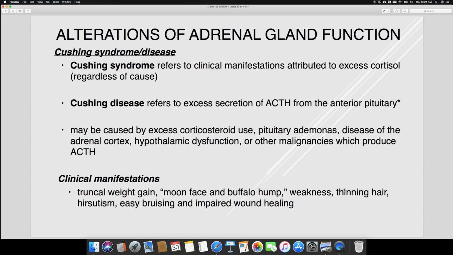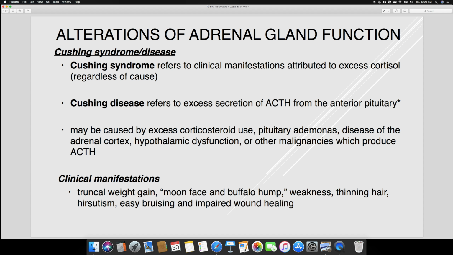Okay, then we talked about Cushing. So Cushing syndrome versus Cushing disease. Cushing syndrome, this just refers to the clinical manifestations that you attribute to too much cortisol. It does not matter what the cause is. Okay? Cushing disease, this is specific. This refers to too much ACTH being secreted from the anterior pituitary. Okay? So they are similar, they're related, but they're different.